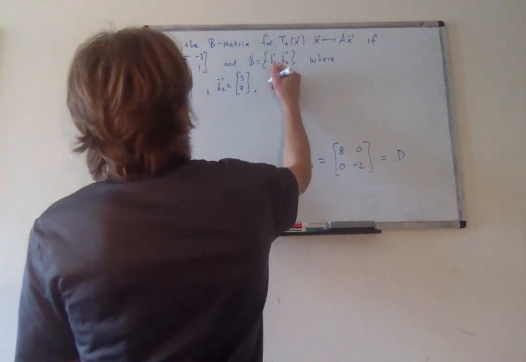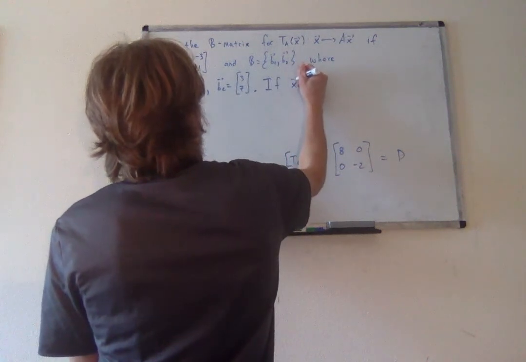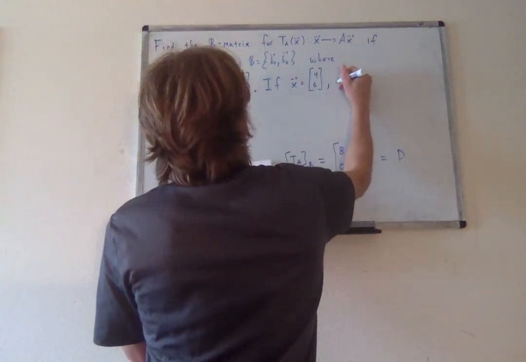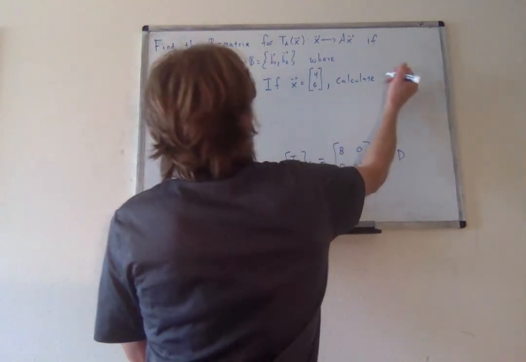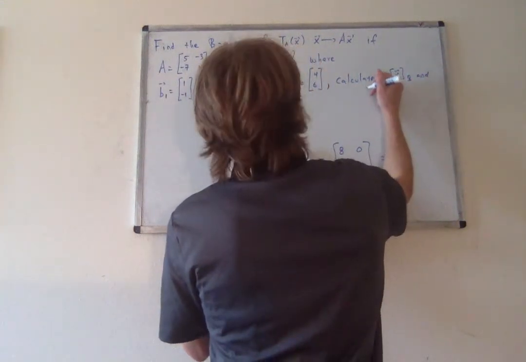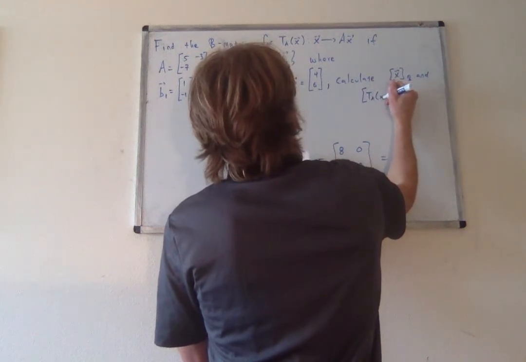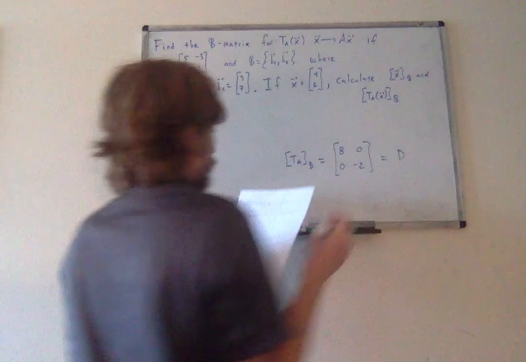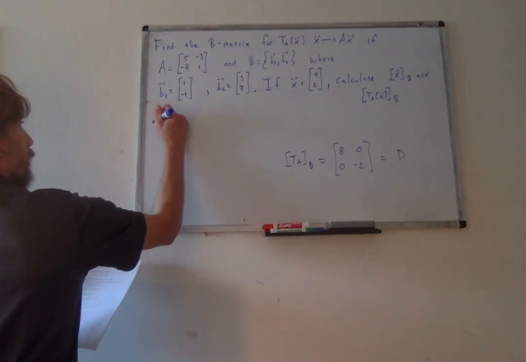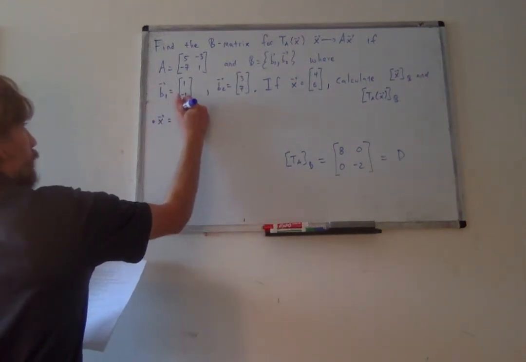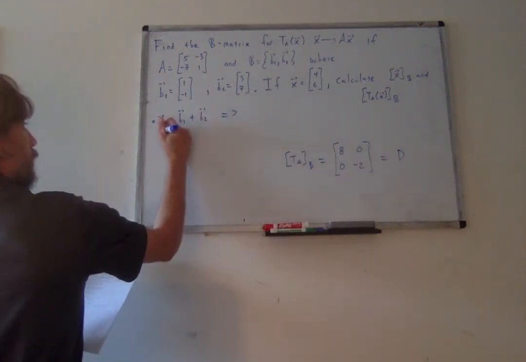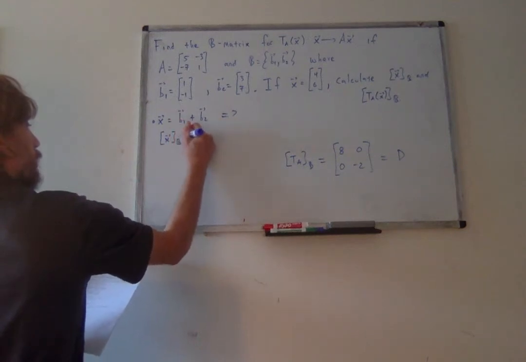So second part of this, we want to say that if x is equal to the following vector 4, 6, then we want to calculate x sub B and T sub A of x sub B. So I chose an easy vector, so notice that x is equal to B1 plus B2. And so this implies that x sub B is equal to 1, 1.